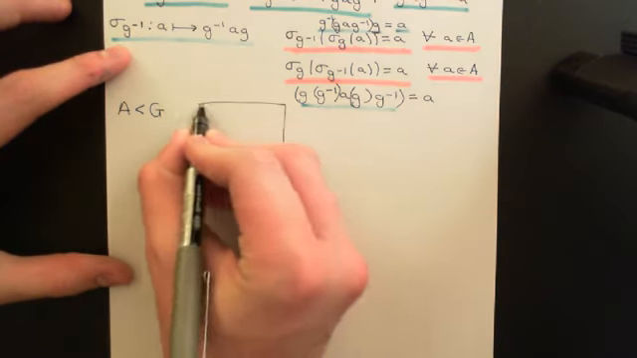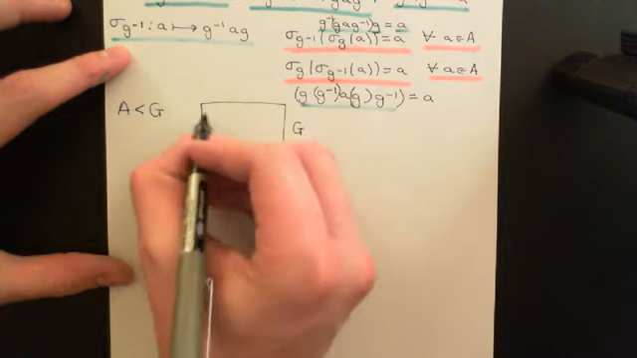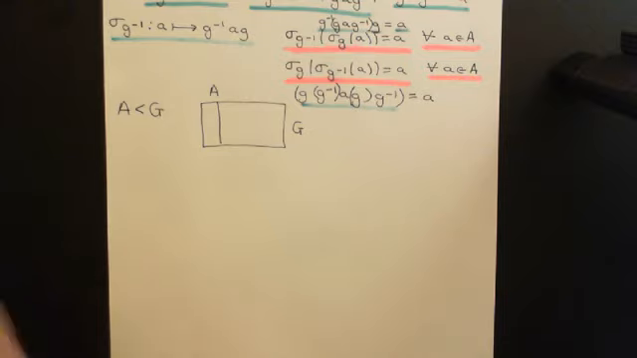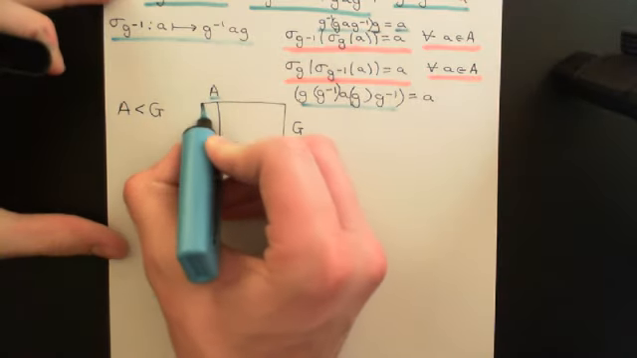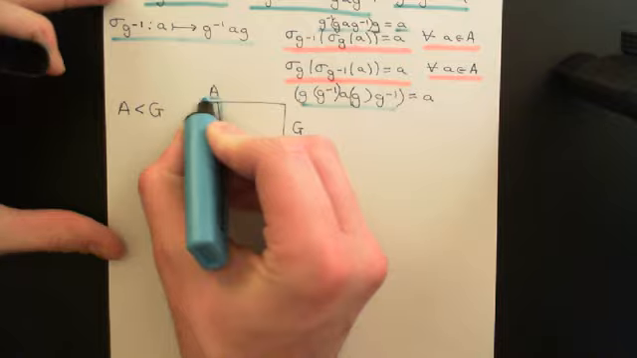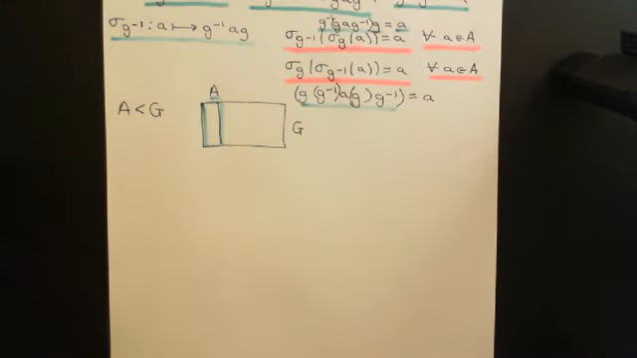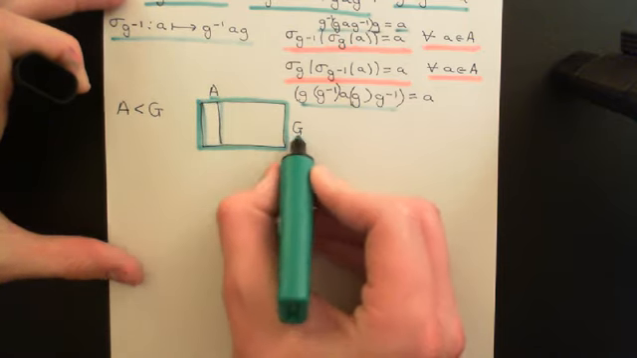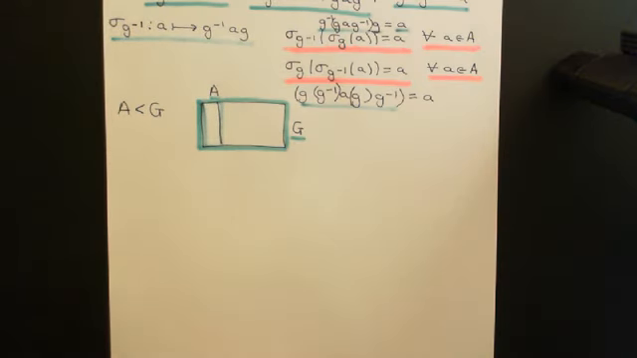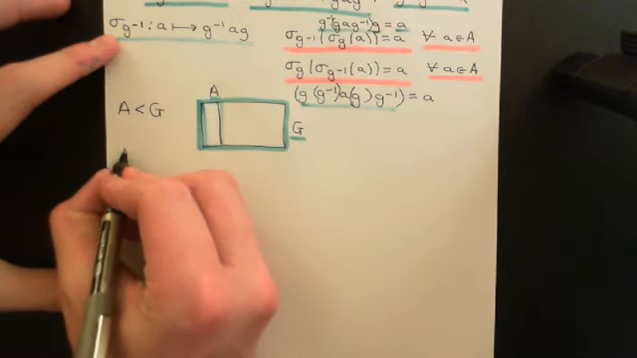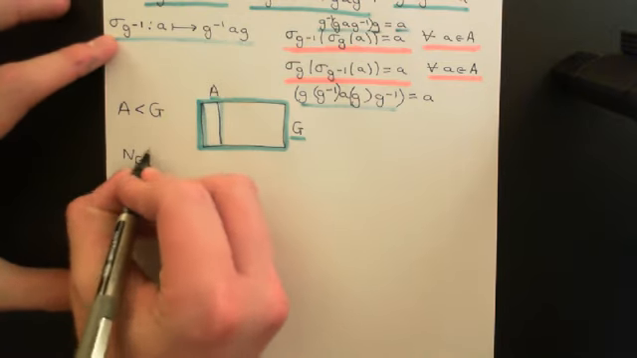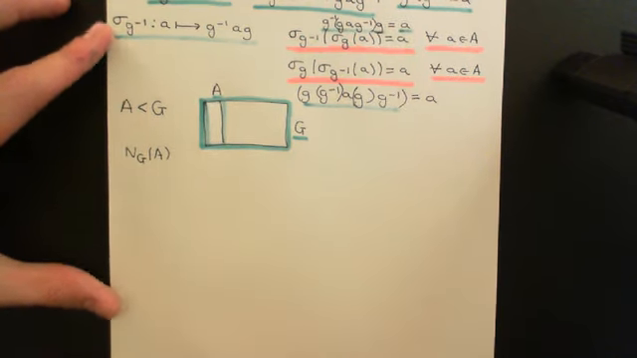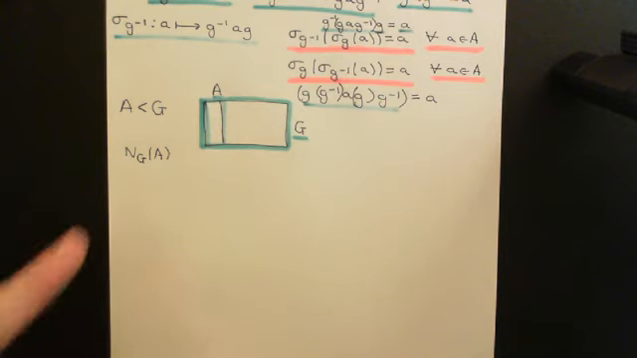So we'll have our group capital G here. And now what we'll have is our subset capital A here, which is actually more than just a subset. It's a subgroup of capital G. So I'll colour capital A there in blue, and then we'll have the entire group capital G here in turquoise. Okay, right. So now let's consider what the normalizer of A in G is actually going to be in this case.